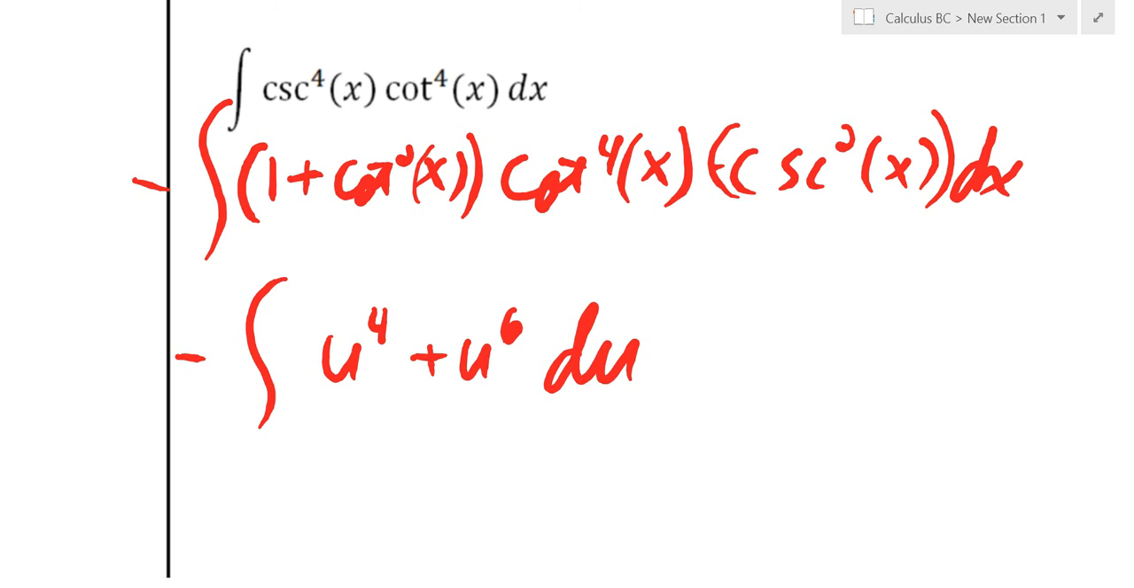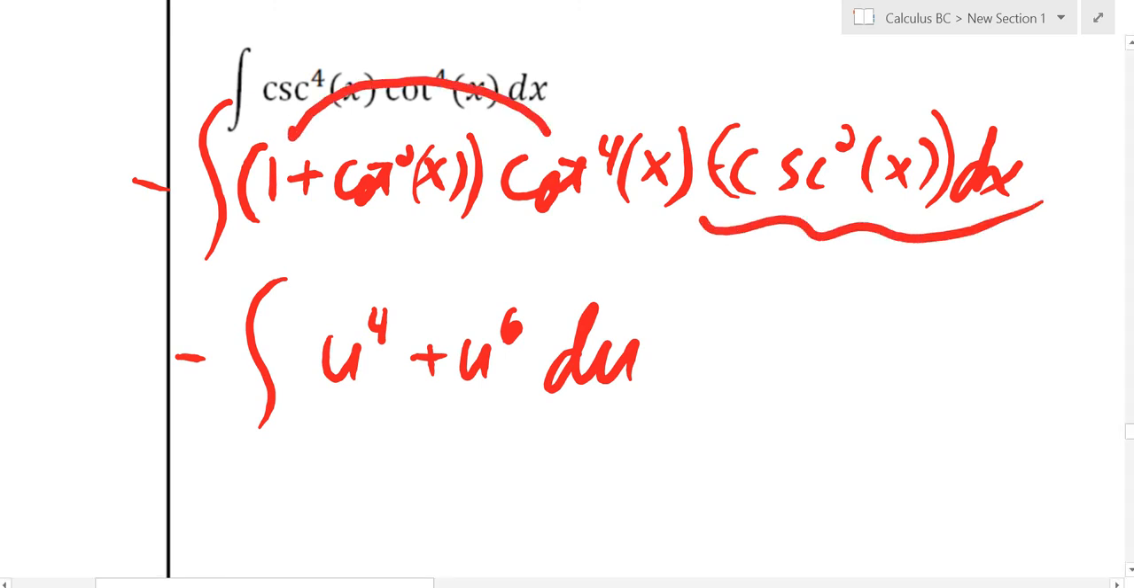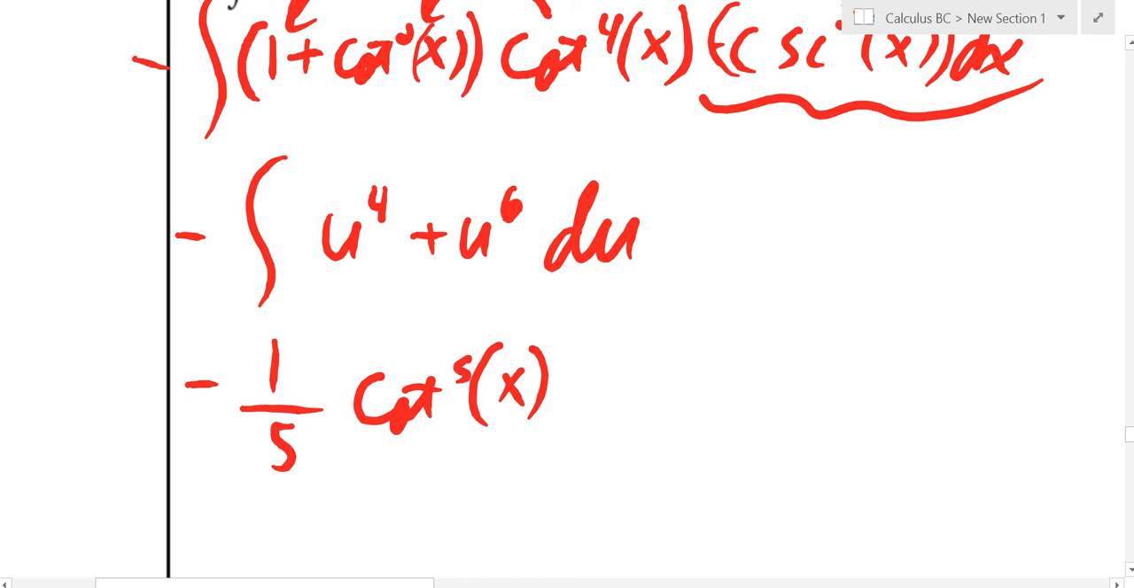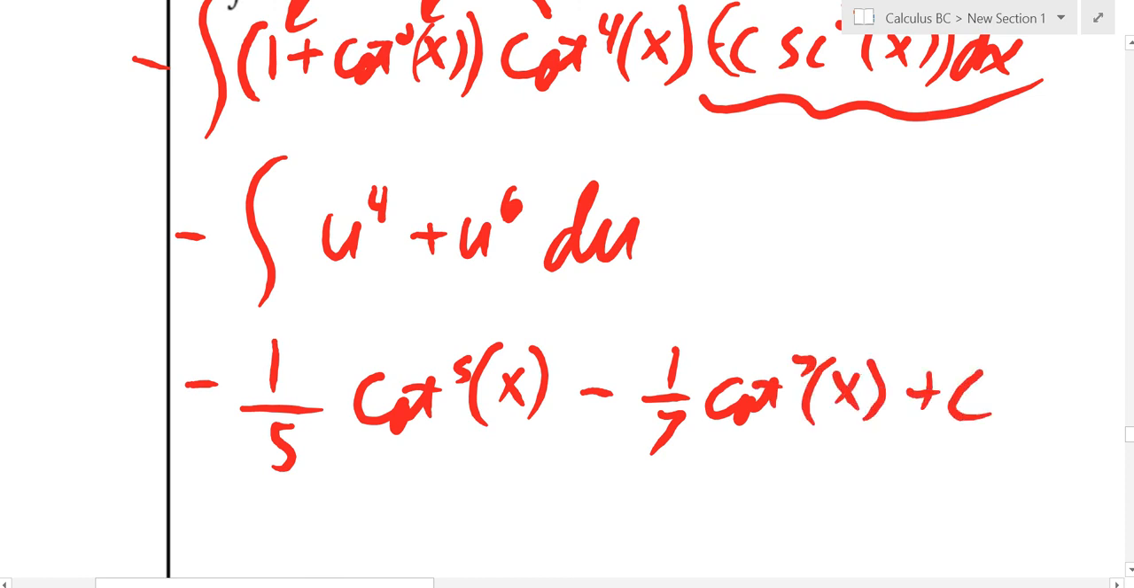You okay with the first thing? Where u is cotan, du is negative cosecant squared? Oh, well, this is du right here. And u is cotan, so I just distributed this: u to the 4th, u to the 6th. Cool? Because the derivative of cotan is negative cosecant squared, so you have to put that negative in there. Cool? So we're going to get negative 1/5 cotan to the 5th x. Okay with that? Minus 1/7 cotan to the 7th x plus c. All good?